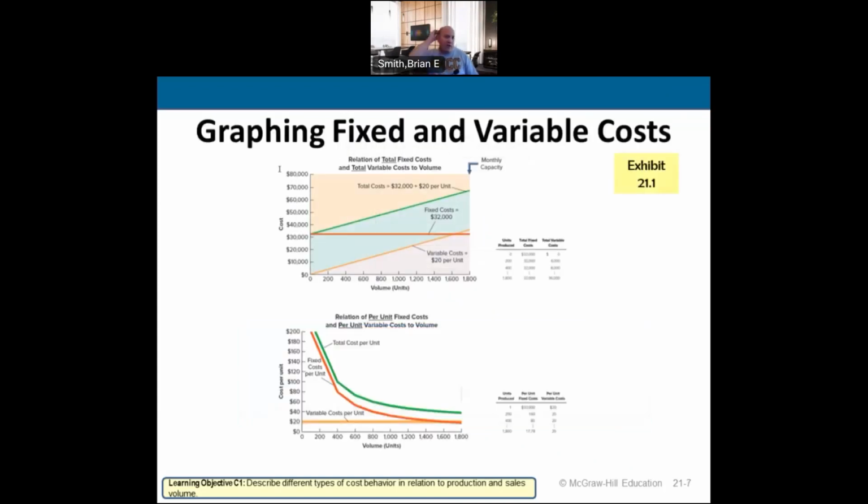All right, so when we're graphing our fixed and variable costs, we're looking at it from this standpoint. We're seeing that variable costs, we'll focus on the top part.